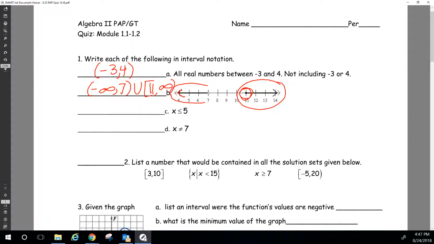For C, where everything is less than or equal to 5, the lowest is negative infinity, and the highest value is up at 5. Since we're including it, it gets a square bracket.